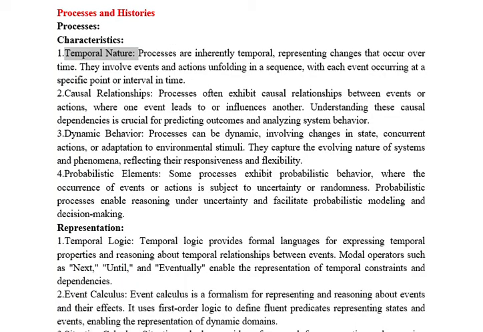Next is probabilistic event, which is the randomness of event occurrence. The occurrence of the event or the action is subject to uncertainty or randomness. So the result can be certain or uncertain, which may be correct or may not be correct. So it's like a probability, yes or no. For example, if you roll a die, we may get a 6 or we may not get a 6. So it's like a probability: occurrence of 6 and non-occurrence of 6. Okay. These are the characteristics of the process.